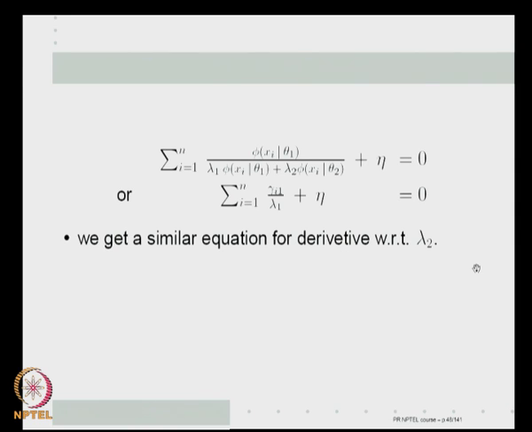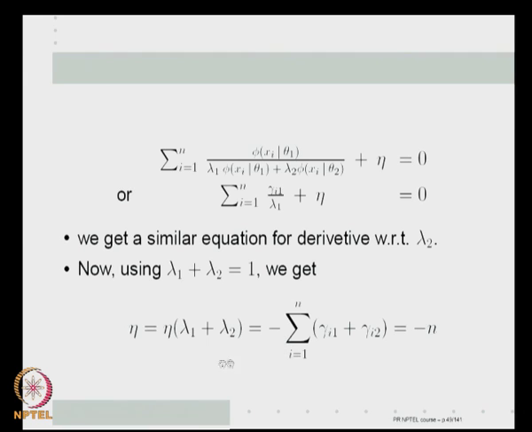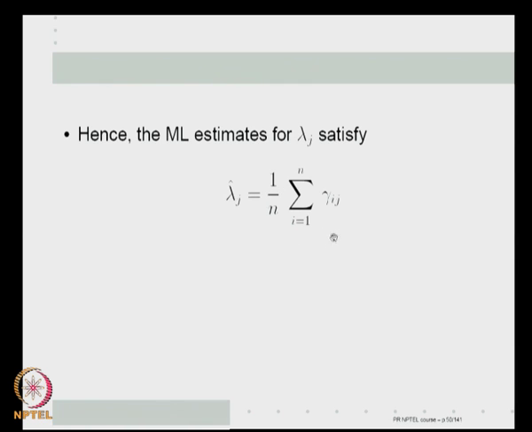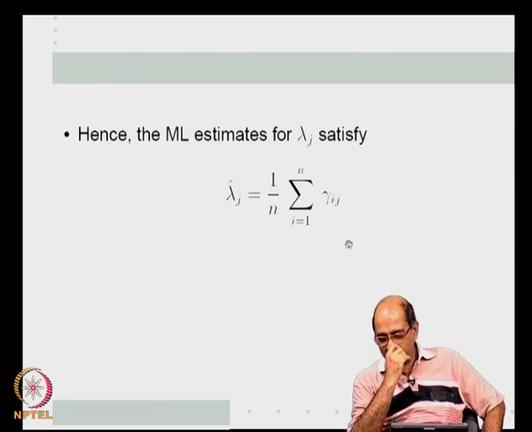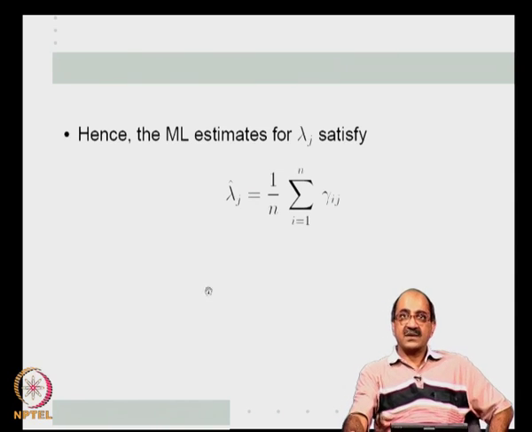We get a similar equation for lambda 2, meaning summation gamma_i2 is equal to minus eta lambda 2. Now, using lambda 1 plus lambda 2 equal to 1, we get minus eta is equal to minus eta times lambda 1 plus lambda 2. Now, eta lambda 1 is summation gamma_i1, and eta lambda 2 is summation gamma_i2. By definition gamma_i1 plus gamma_i2 is equal to 1, so this gives me n. If I substitute that in this equation, I get my lambda 1 estimate: 1 by n summation gamma_ij. But for both lambda 1 and lambda 2, I have written one equation for lambda_j.